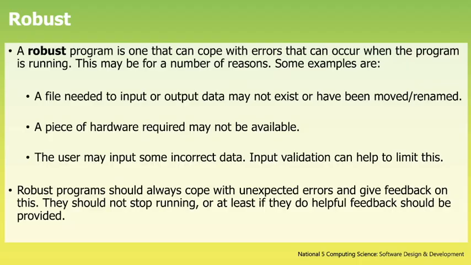Robustness refers to your program's ability to handle errors. So if we were looking at real-world examples, we might need to rely on a file, whether it inputs a file or outputs it. So what happens when the file's not there? What happens when I'm trying to print a Word document and the printer's not connected? What happens if I'm looking for marks between 0 and 100 and the user inputs 123? So robust programs should always cope with unexpected errors and give useful feedback on that. So for the purposes of National 5, we've got input validation to help with robustness.